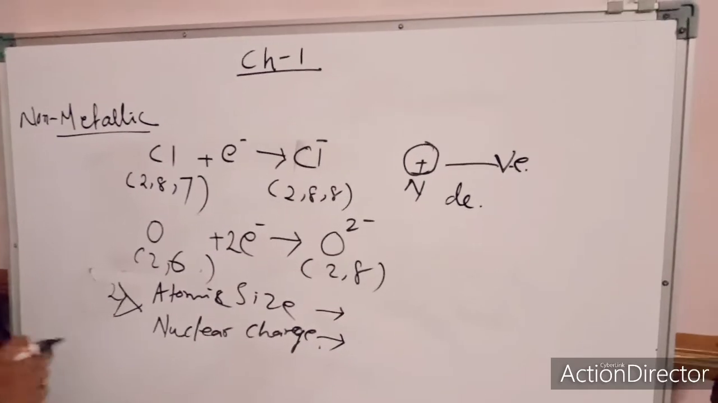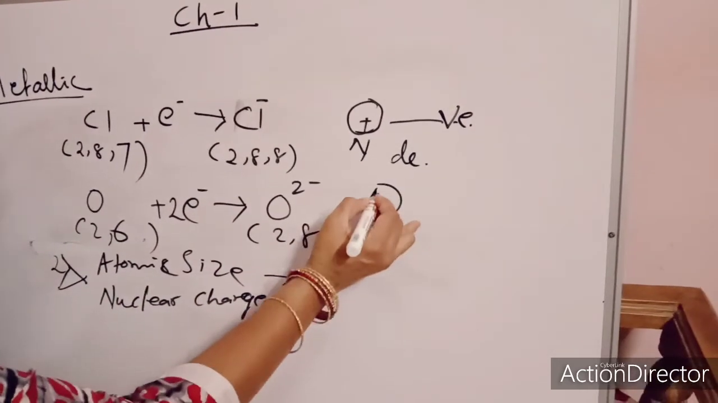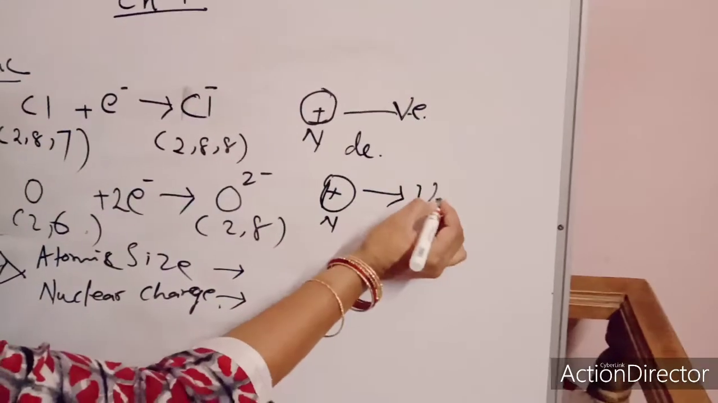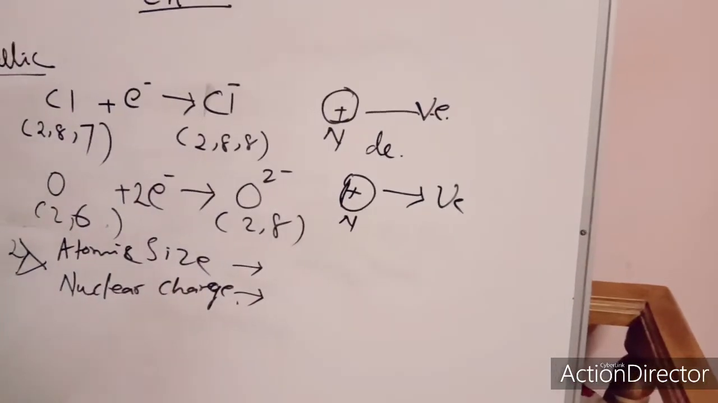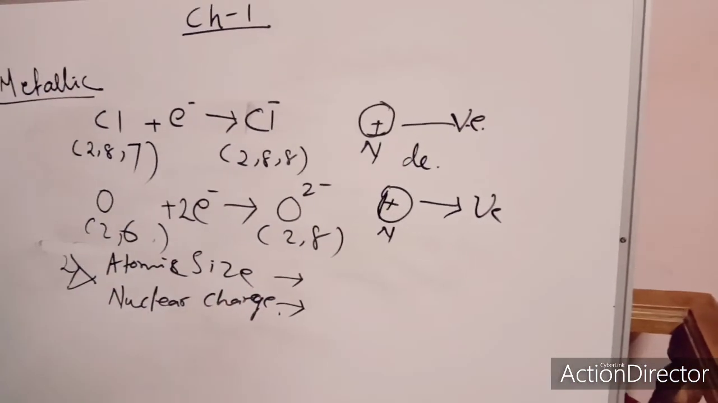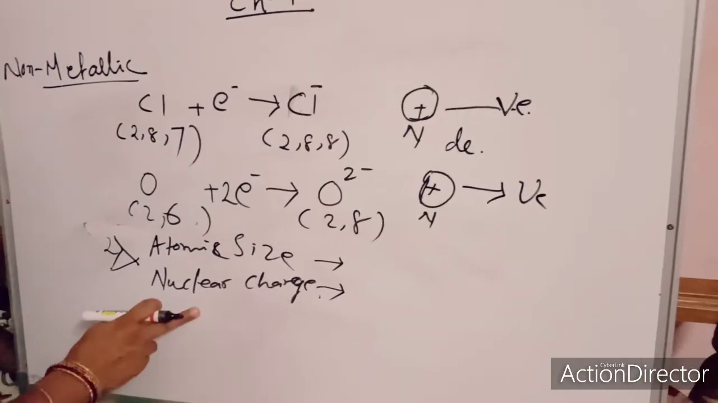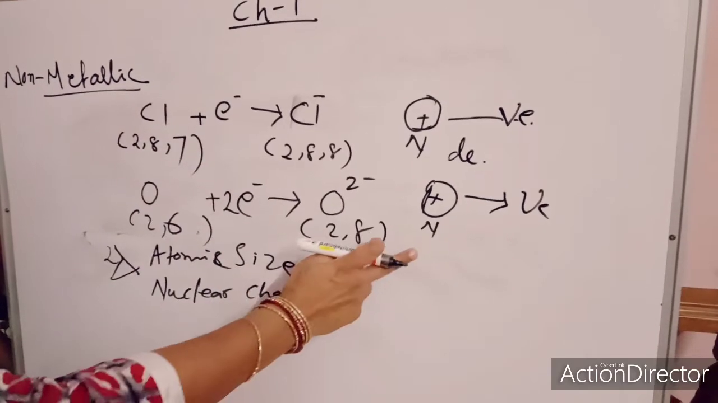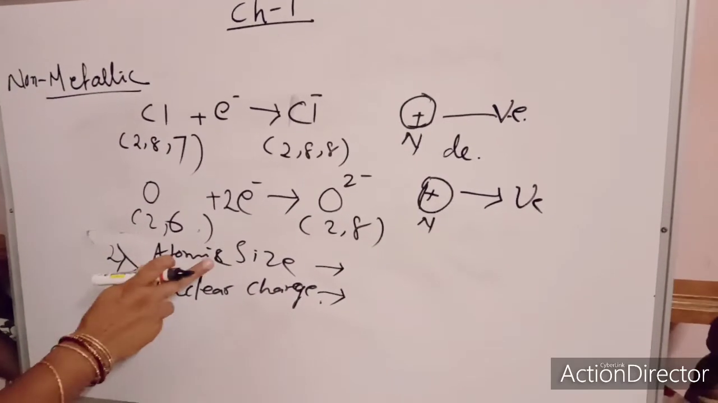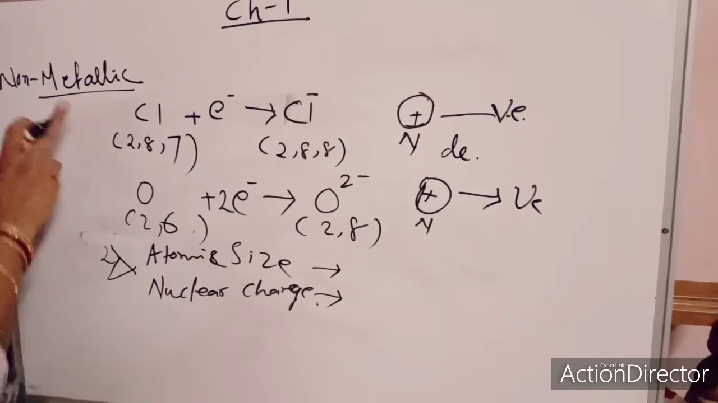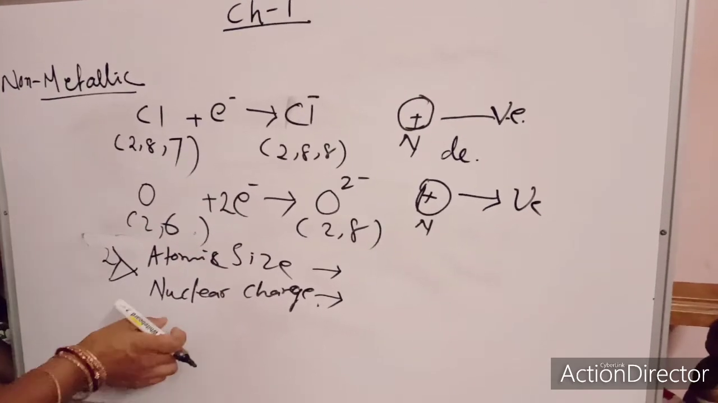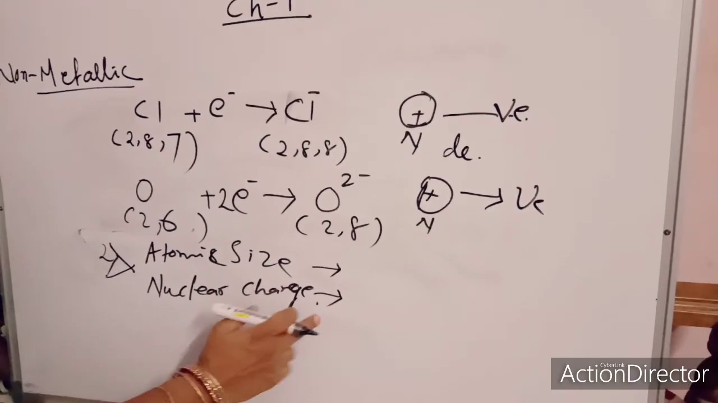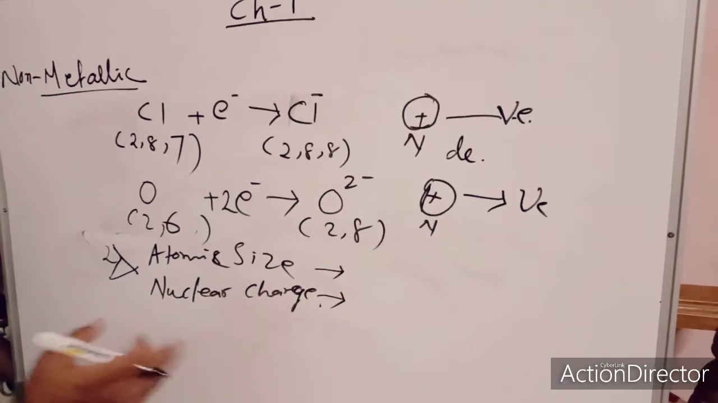Similarly, when nuclear charge increases, that means the nucleus becomes more powerful. At that time what happens? The hold between the nucleus and valence electron increases. That means the tendency to gain electrons increases. In one line you can say, when nuclear charge increases, non-metallic character increases. Again I am repeating, when atomic size increases, non-metallic character decreases. When nuclear charge increases, non-metallic character increases.